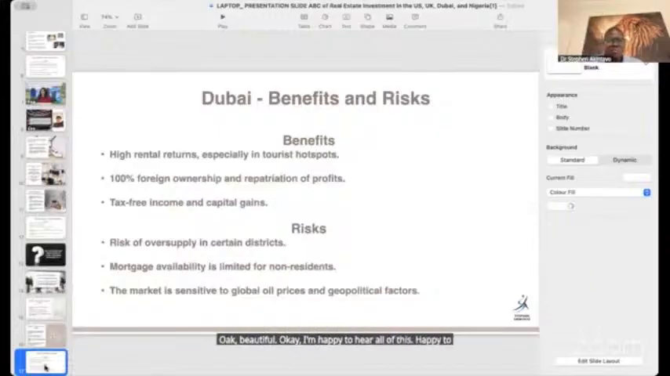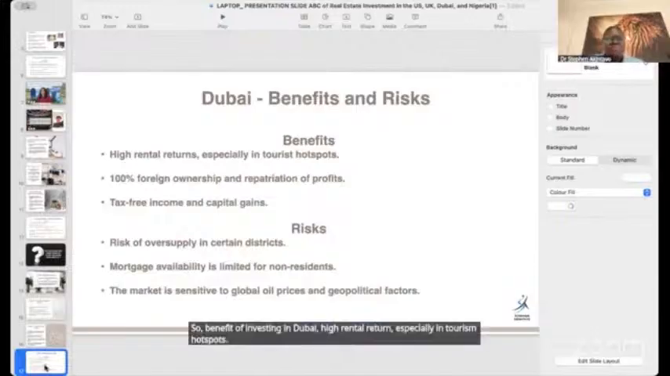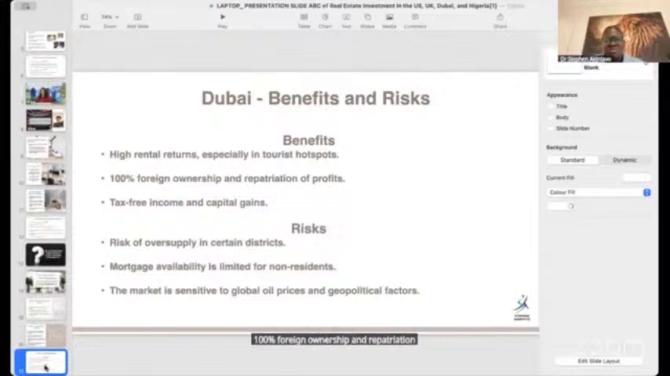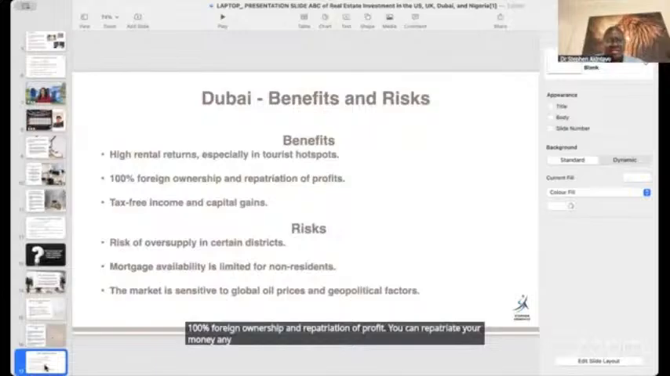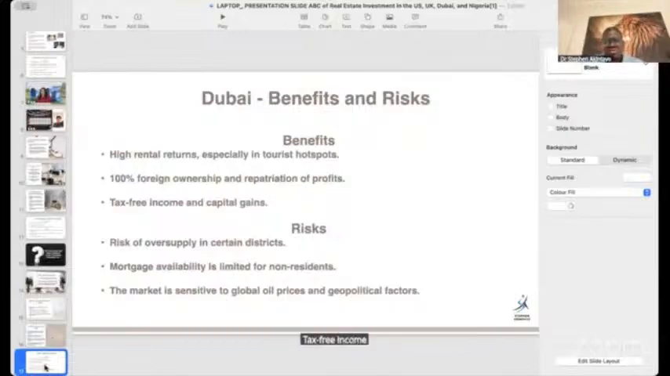Happy to hear. So the benefits of investing in Dubai: high rental return, especially in tourism hotspots, 100% foreign ownership, and repatriation of profit. You can repatriate your money any day, anytime. Tax-free income and capital gain. This is also a benefit of Dubai.